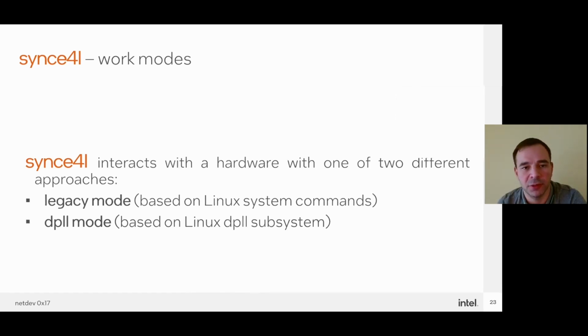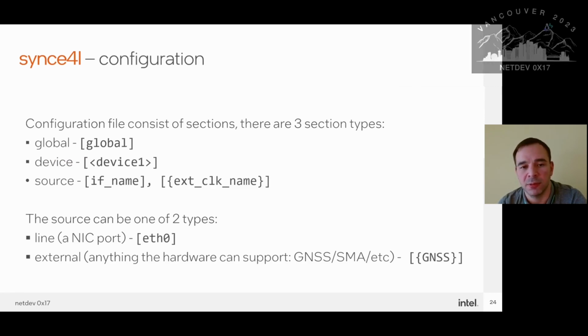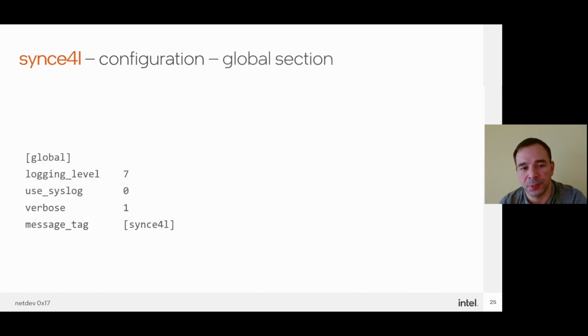Now, let's try some configuration. The configuration file is made up from three section types: global, device, and sources associated with the device. Any new section is denoted with the square bracket. Device has additional triangle bracket, and external source has additional curly bracket. Line source is a network port capable of recovering signal from an active link with the neighbor peer. External source is an external clock signal provided from external device, for example through SMA, or provided with a source embedded into the board, like a GNSS receiver.